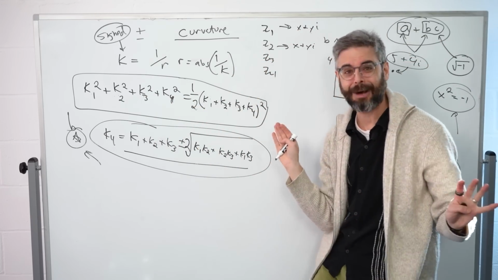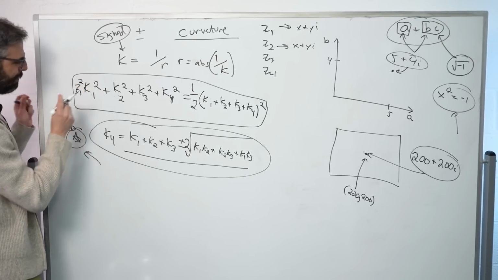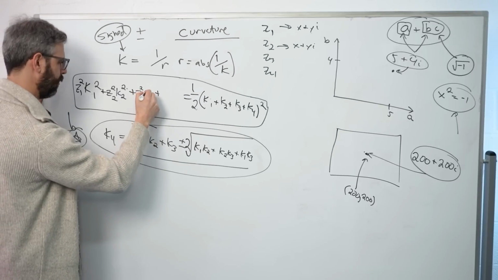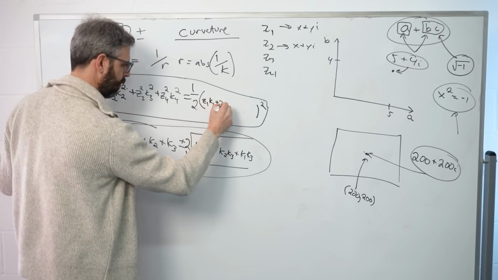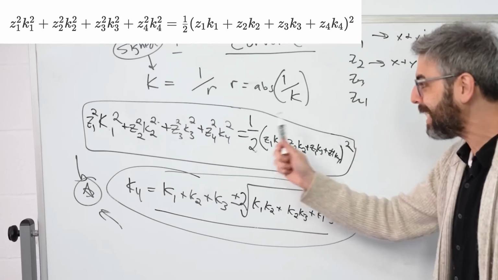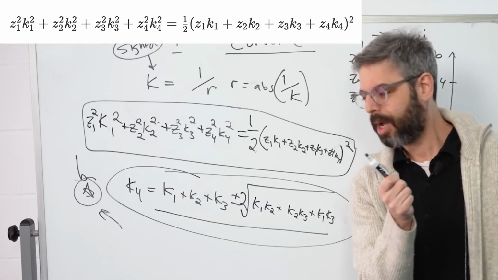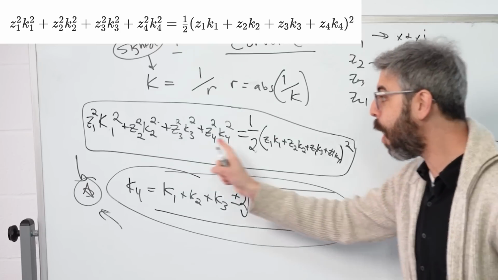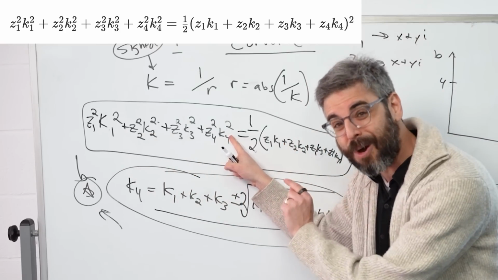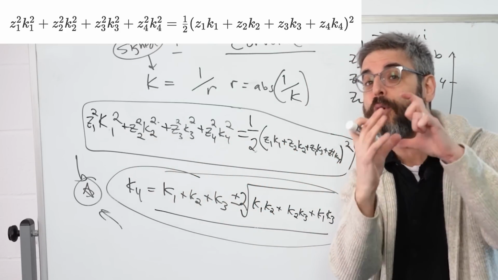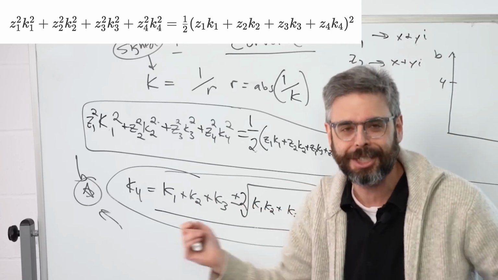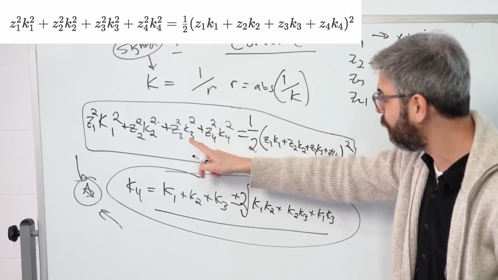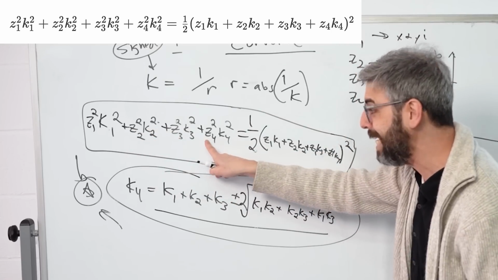Let me try to write this out. z1 squared times k1 squared. This is the new equation. So what's known? I know z1, z2, z3. I know all of the curvatures. I even know K4 because I was able to solve for the fourth curvature through the regular old-fashioned Descartes theorem. So now all I need to do is somehow solve this equation for Z4.